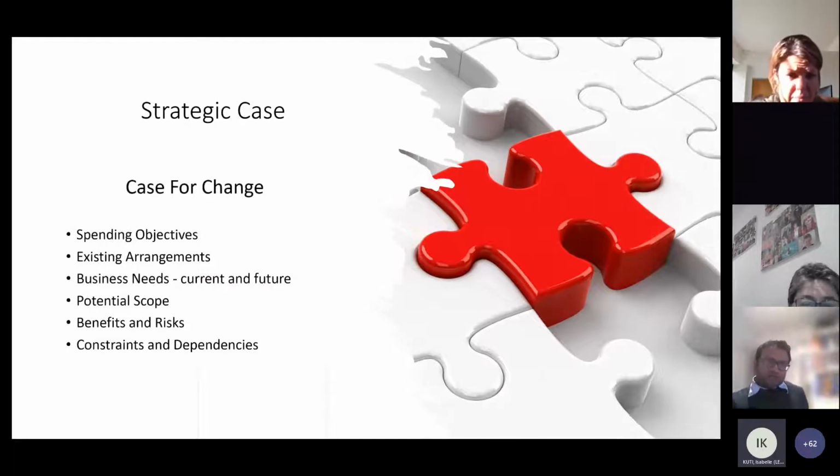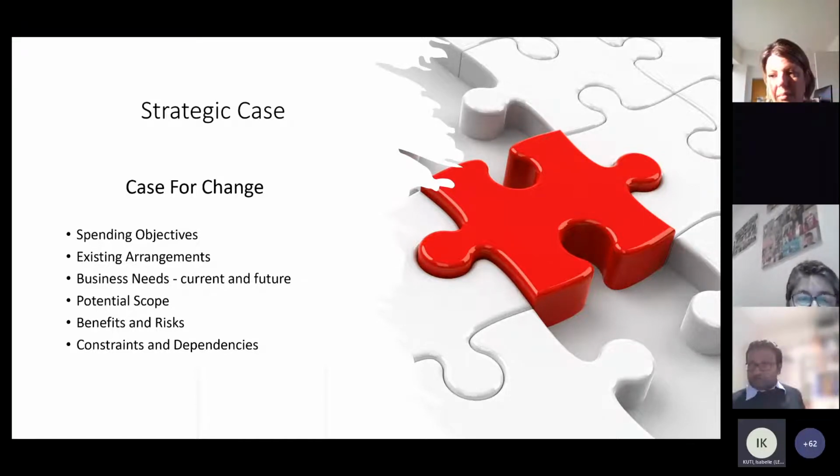Okay. So when we talk about the case for change, you look at, again, your objectives, and look at your existing situation. What is it that's the problem? What are your current arrangements? You can use demand and capacity modeling to look at your current demand and capacity and what your future demand and capacity will be. So for example, if your demand has been increasing by 2% every year, you can predict that it's probably going to increase by 2% in the future, and then you can use your capacity modeling to work out what that implies.